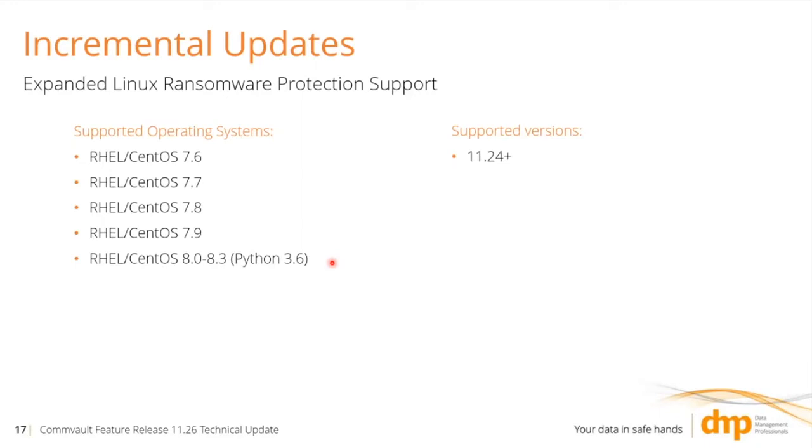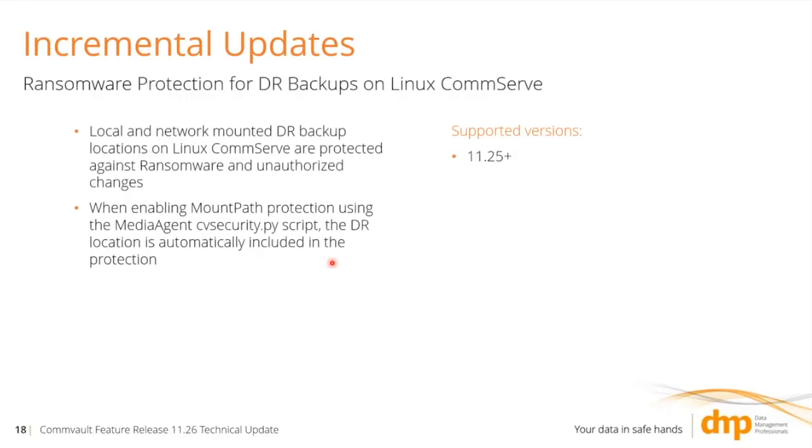So in all those versions, you can now enable Linux ransomware protection. If you have any questions how to enable it, it's basically 2 scripts which you need to run on your Linux media agent, which then configures the ransomware protection. If you need any help with that, please just contact us. And then ransomware protection for disaster backups on Linux CommServe. The Linux CommServe is still an early adopter program since the tech preview release of Feature Release 11.25. But Commvault is working really hard to make the CommServe on Linux available as well. So also the ransomware protection for disaster recovery backups on Linux CommServe is now supported from 11.25 and later.